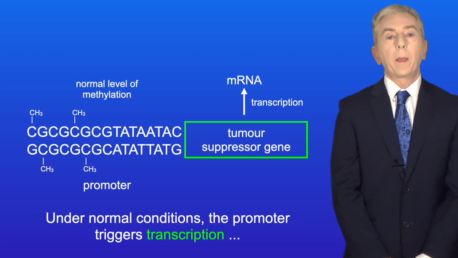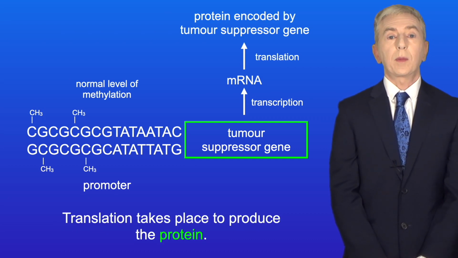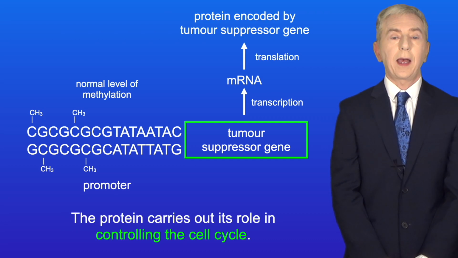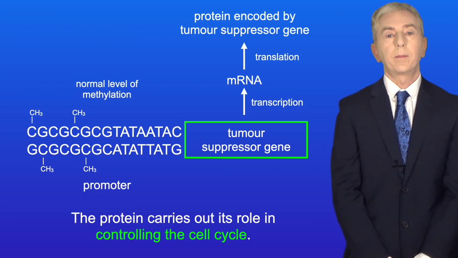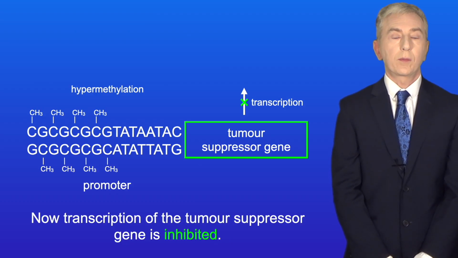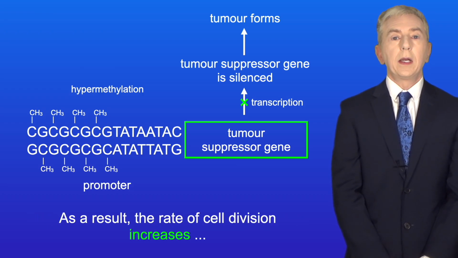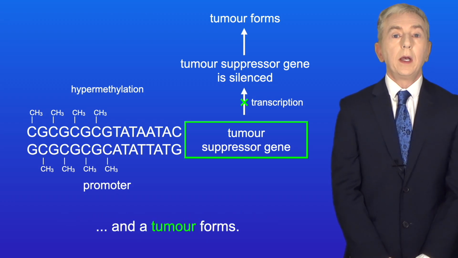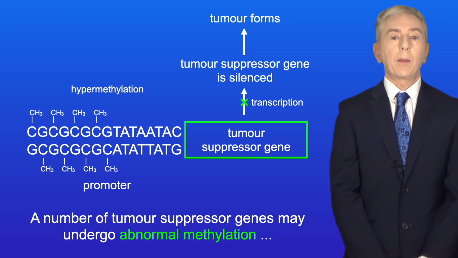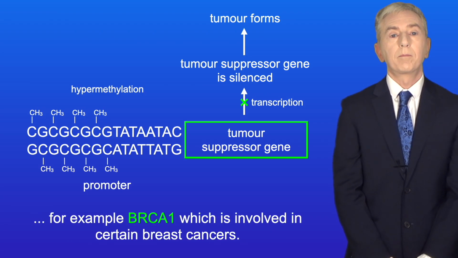I'm showing you here a tumour suppressor gene and its promoter. Under normal conditions, the promoter triggers transcription of the tumour suppressor gene. Translation takes place to produce the protein, and the protein carries out its role in controlling the cell cycle. In this case, the promoter has undergone hypermethylation. Now, transcription of the tumour suppressor gene is inhibited. In other words, the tumour suppressor gene is silenced. As a result, the rate of cell division increases and a tumour forms. A number of tumour suppressor genes may undergo abnormal methylation, for example, BRCA1, which is involved in certain breast cancers.